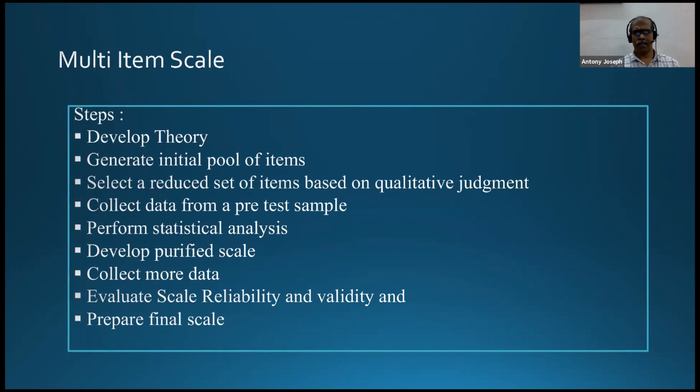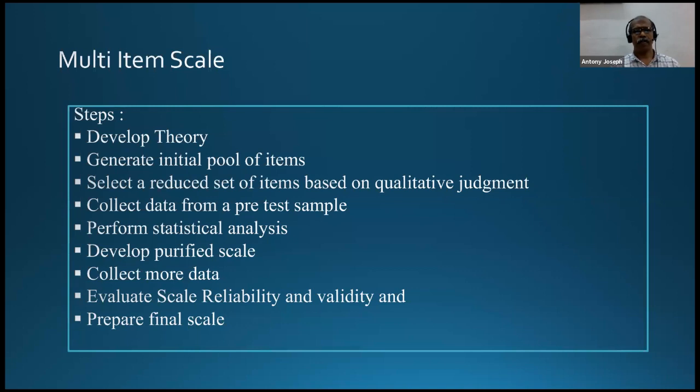Some important steps are to be followed by a researcher for the development of a multi-item scale. A multi-item scale simply refers to a research instrument used for measuring something where we are using more than one statement at a time for the measurement of a single concept. So the first step in multi-item scale development is the development of a theory.